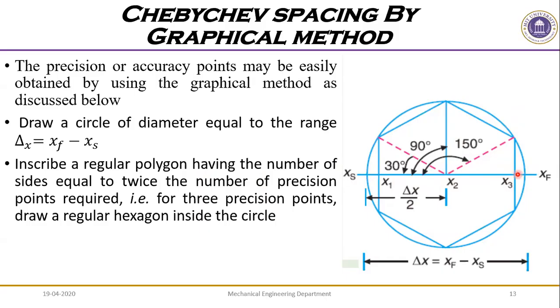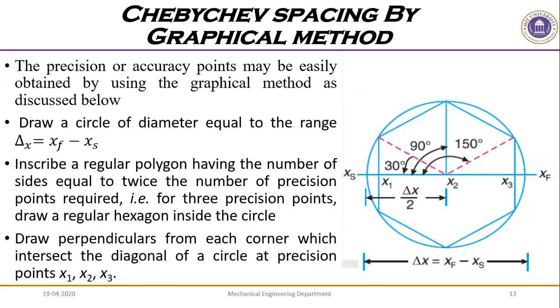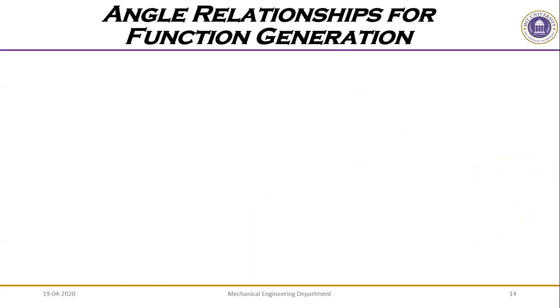If you have selected a scale, and if you have drawn it to full scale, no need to multiply by scale, just measure this distance. This distance will be x1, this distance will be x2, and this distance will be x3, considering this as the origin. See over here, this as the origin. A vertical axis and a horizontal axis. On that horizontal axis, whatever perpendicular you have drawn, you have to get this value. That will be the precision points x1, x2, x3. Draw perpendiculars from each corner in order to get the respective values of the precision points. This is the graphical method. First one was the analytical method.